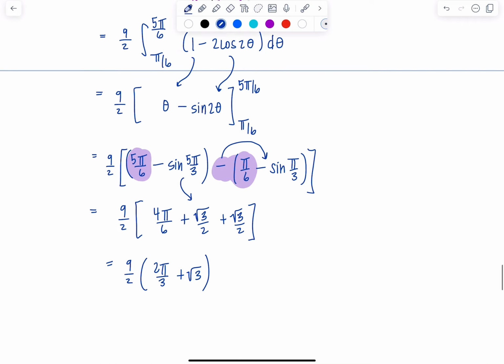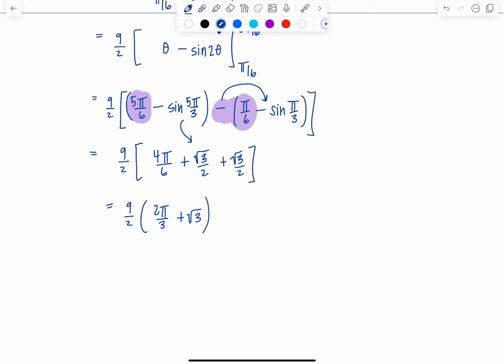Okay. What do we do with this? Distribute some more? Sure. Distribute. So the 2's will cancel. I have 9 pi over 3, which is just 3 pi, plus 9 rad 3 over 2. That's it. How do you feel about that? It's not the cutest answer we've ever gotten, but it should be correct.